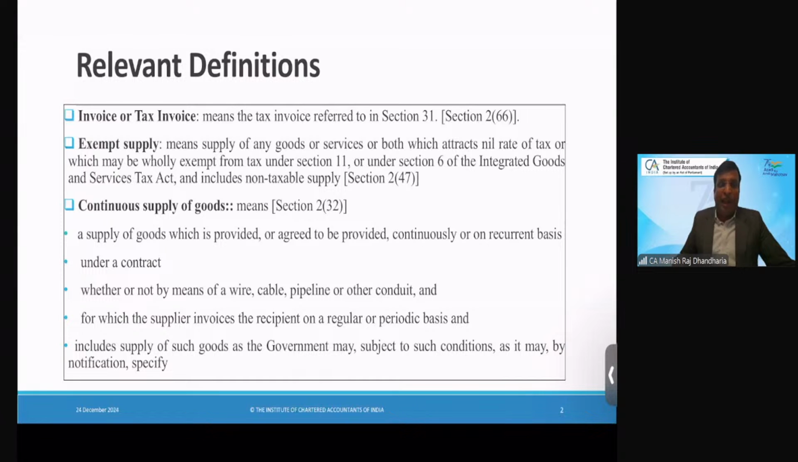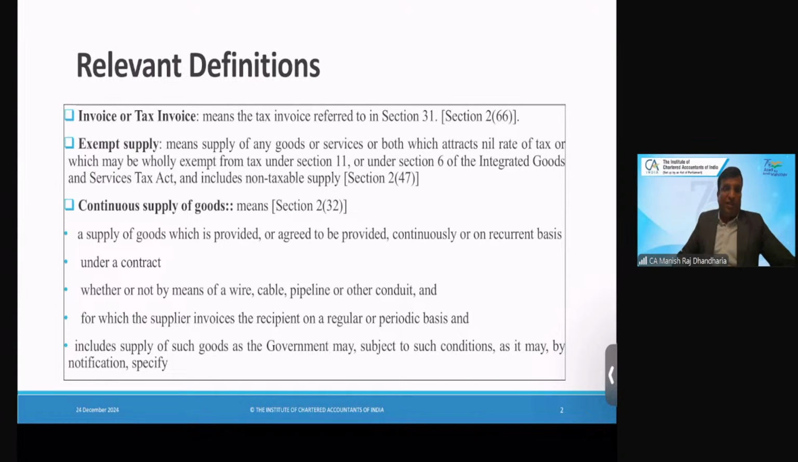So here, under a contract, the supply is on a regular basis through wire, cable, pipeline, or any other conduit. And for this, invoices are also raised on a periodic basis, because it is not possible to raise an invoice on a daily basis in case of these kinds of supplies. So the law permits that the invoice can be raised on a periodic basis.